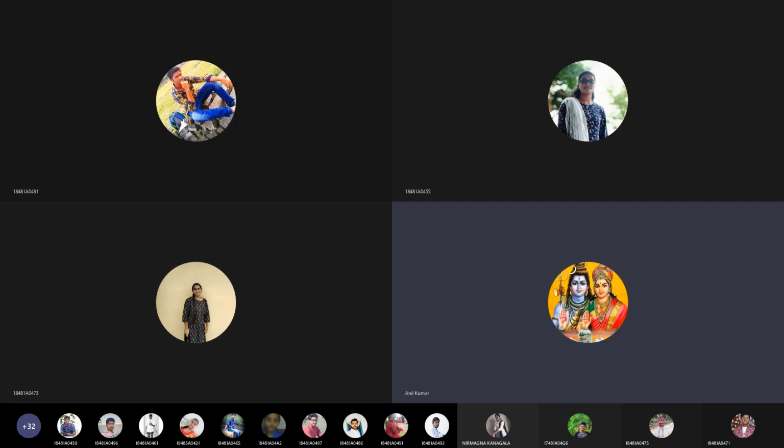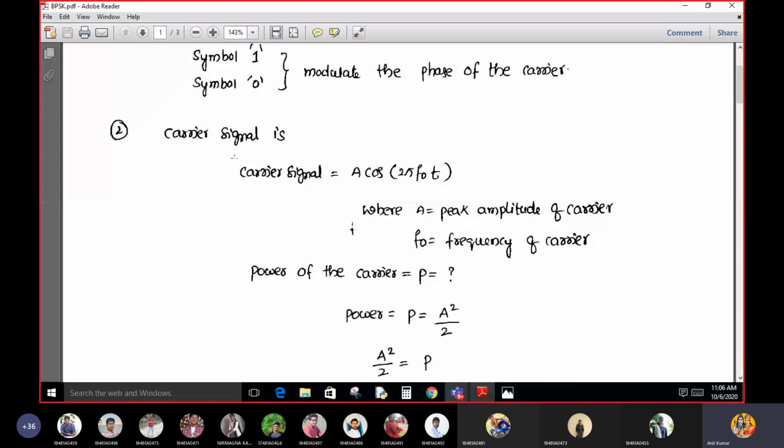F naught is the carrier equation. So the carrier signal is represented by A cos 2 pi F naught t, where A is the peak amplitude of the carrier, and F naught is the frequency of the carrier.